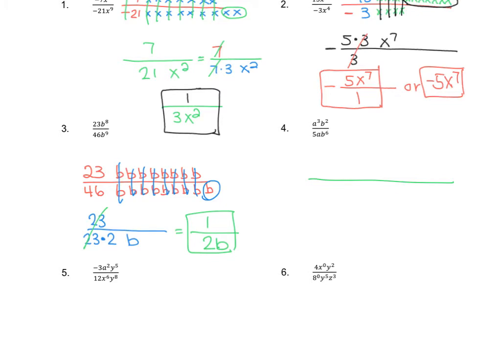All right. So I have 3 A's on top, and then I have 2 B's on top. On the bottom, I have a 5, then I have an A, then I have 6 B's.